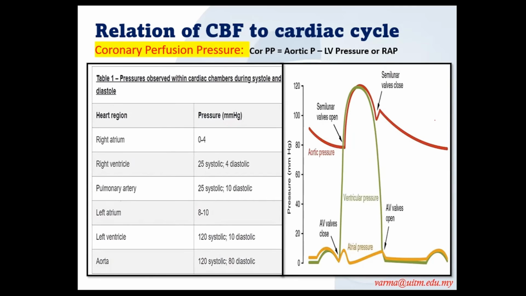Mainly aorta 120, 80, LV 120, 10. Why 10? The lower part is the part where your valve is opening and closing. The lowest, it doesn't reach 0, it comes to the lowest. Aorta is always at top, 120, 80. LV comes down all the way to 10. Your RA is 5, RV 25, 10, all these things.